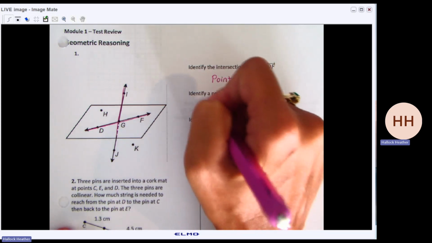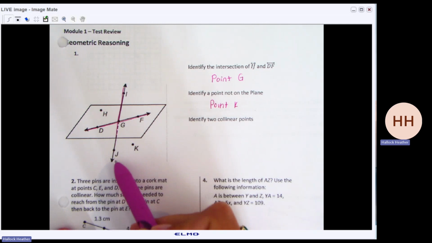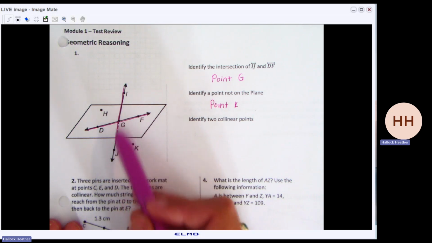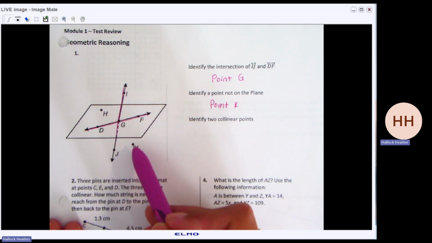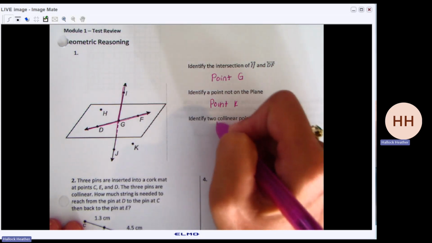So we're going to put point K. Point J is technically not on our surface either, so you could use that if you wanted to, but since that's part of this line right here, I'm just going to say K because it's a point by itself, not on the plane.